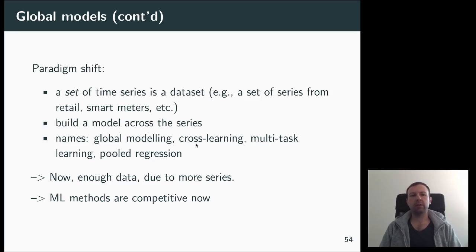And while this is known under some different names, I call it global modeling, other people would call it cross-learning, multitask learning, also pooled regression is very related. And now it turns out that if you do that, suddenly you have enough data because you have more series. And now you can actually build quite decent machine learning models on these series.